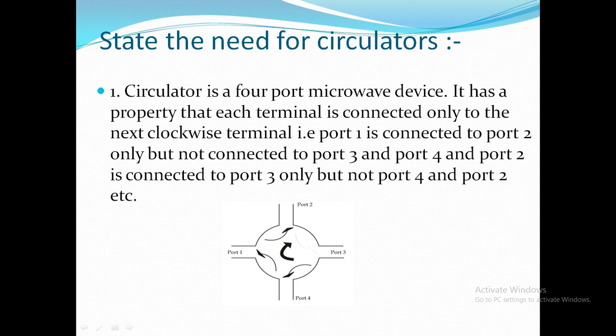A 4-port circulator is most commonly used. So here we are using a 4-port circulator. It has a property that each terminal is connected only to the next clockwise terminal. That is, port 1 is connected to port 2 only, but not connected to 3 and 4. And port 2 is connected to 3, not 1 and 4, and so on. So in a clockwise manner, the circulator will be connected.